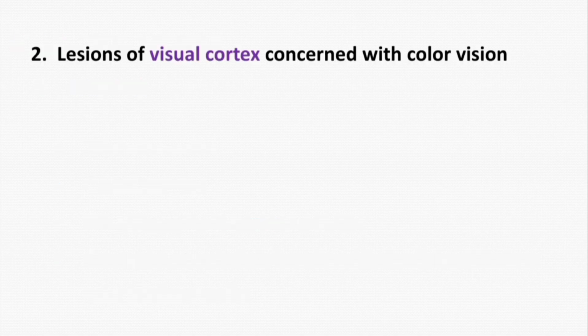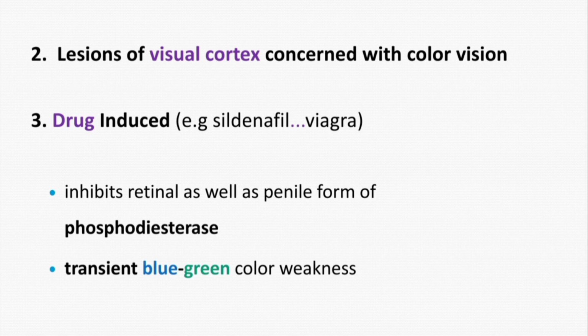Then another cause of color weakness or color blindness is a lesion of the visual cortex which is concerned with color vision. A rare form of color blindness or color weakness is drug induced, in which drugs like sildenafil inhibit the retinal as well as penile form of the phosphodiesterase enzyme, and you know that this is a very important enzyme for phototransduction. So, it can result in transient blue-green color weakness.